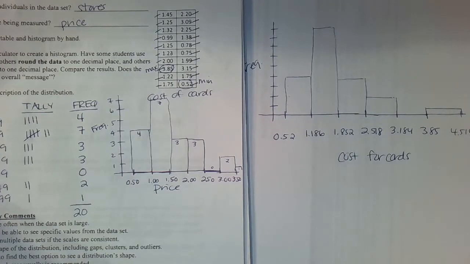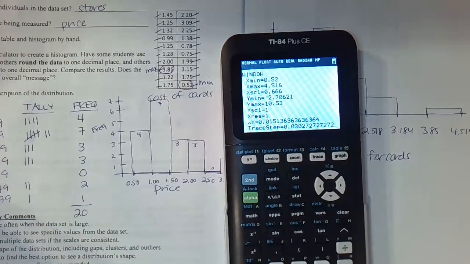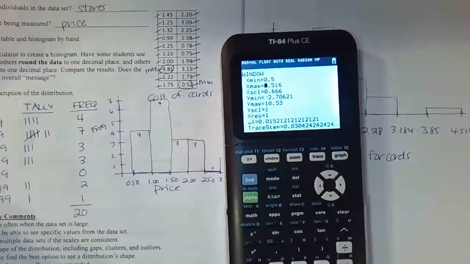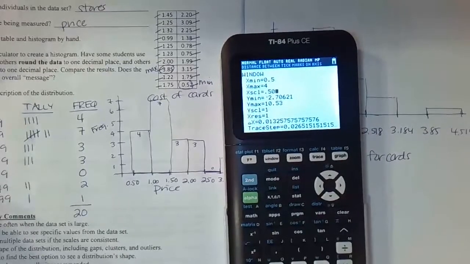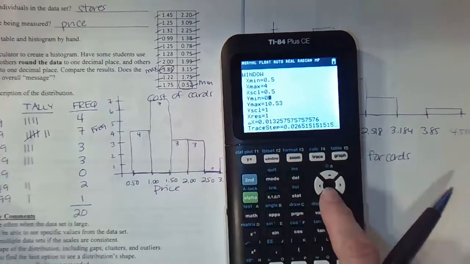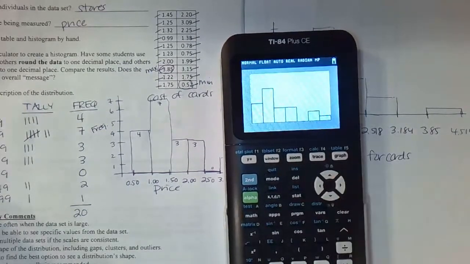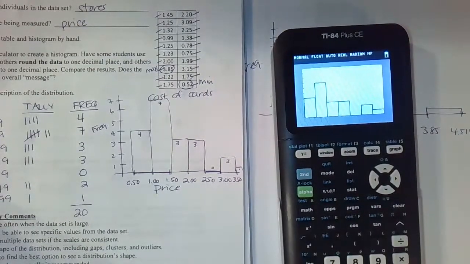Okay. Now, if you want to change your scale, you can do that. You could go to your window and say, these numbers are stupid. I want to go starting at 50 cents. I want to go up to $4 and I want to scale it by 50 cents. And I want the Y value to go from 0 up to 10 and go by ones. Okay. Now you have the exact same graph that we had on our paper. Okay. So you can adjust things on the calculator, or you can just let the calculator make its own.